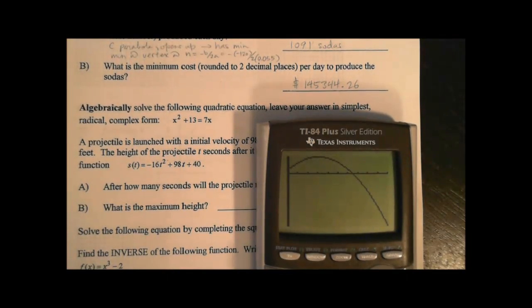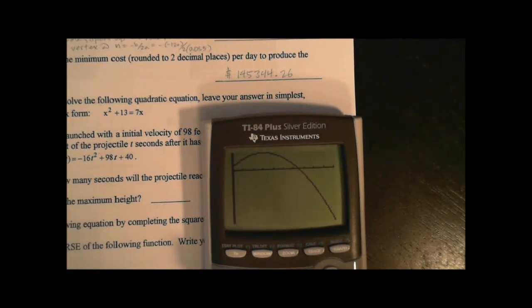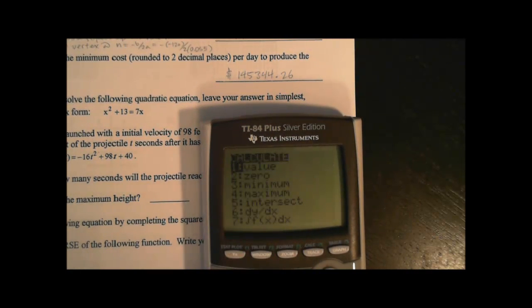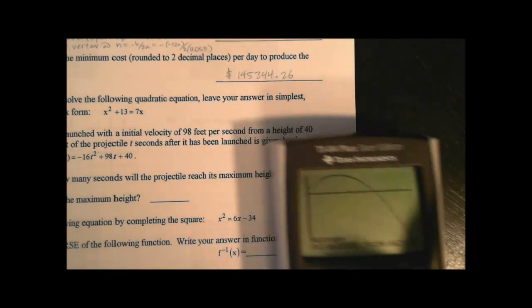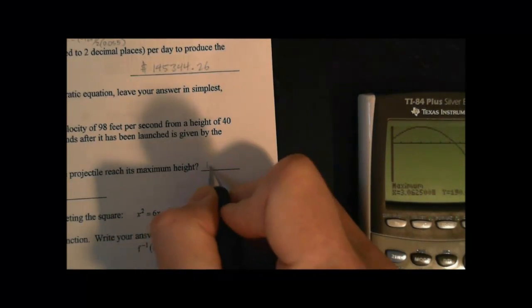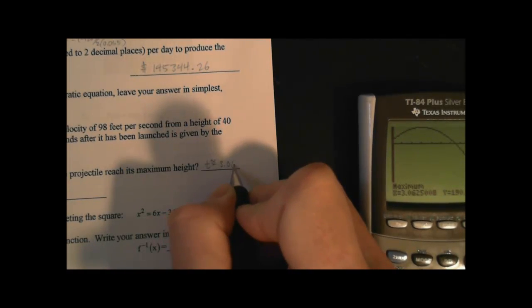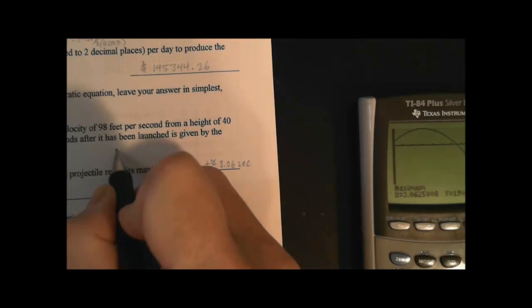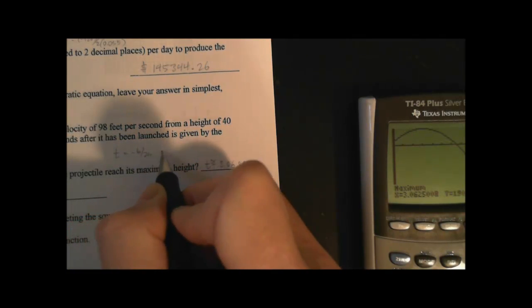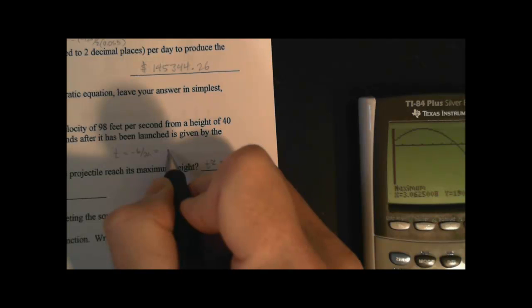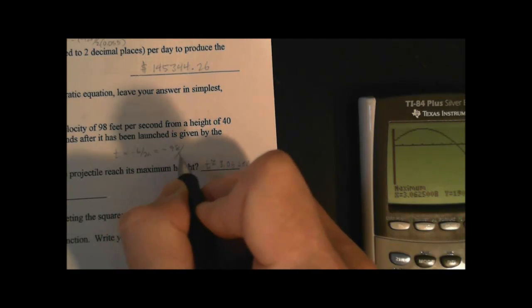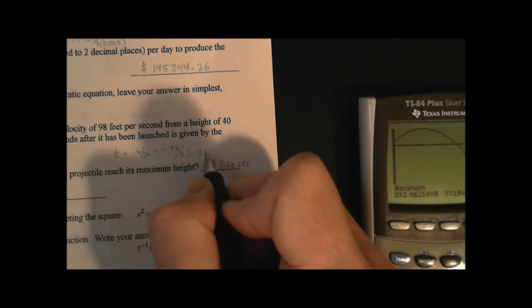After how many seconds will the projectile reach its maximum height? Well, second trace maximum. Left bound, I'm going to say, is 2. Right bound is, 2, 3, 4, 5, let's call it. And it reaches its maximum at 3.06 seconds. And by the way, this is t equals minus b over 2a, that's the exact value, which is minus 98 over 2 times minus 16.